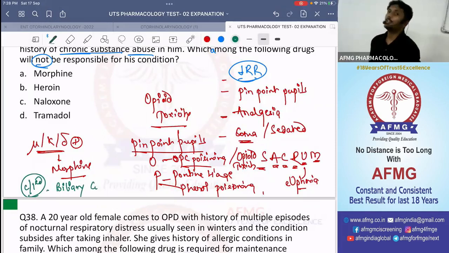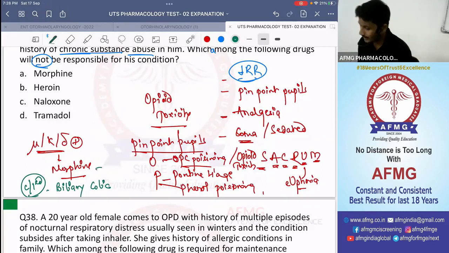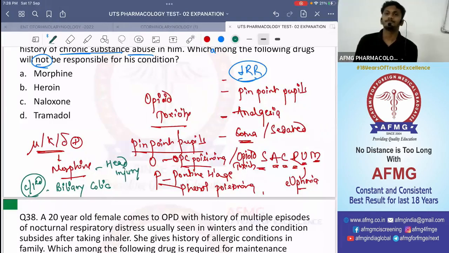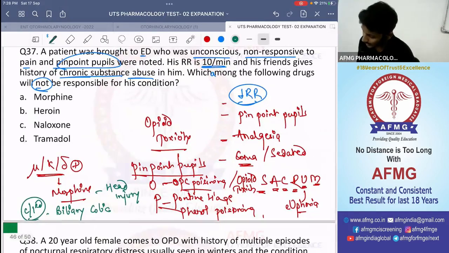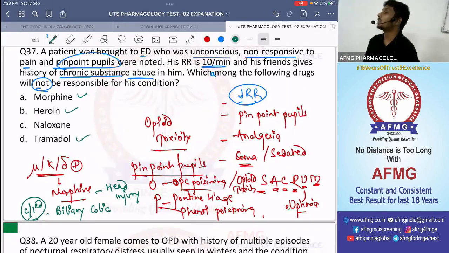So if pain is due to biliary colic, then morphine should be absolutely contraindicated. Why? Because it will close the sphincter of Oddi, increase the risk of rupture of the bile duct, and therefore it is absolutely contraindicated. Morphine is also contraindicated in case of head injury. Okay? No issues with this anybody? So at least remember this. Okay?